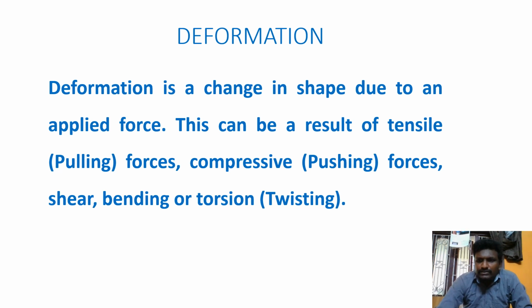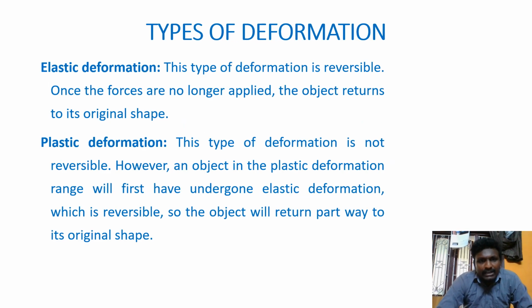The basic concept of deformation is this: for example, you are going and sitting in a chair. If the chair slightly bends, that is known as deformation. When an external force is applied to any object, the object's shape or size is slightly changed. That is known as deformation. There are two types of deformation: elastic deformation and plastic deformation.